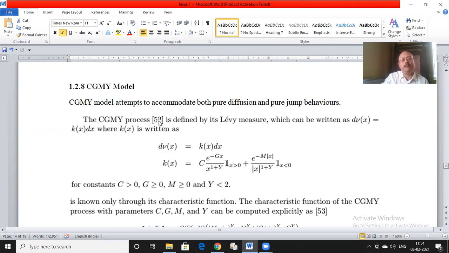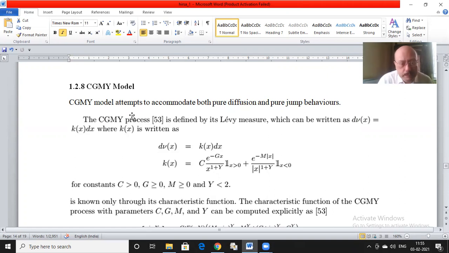One of them happens to be an Indian, at least a person of Indian origin. Okay, so the CGMY model attempts to accommodate both pure diffusion, like in the Black-Scholes, and pure jump, as in the variance gamma. So it is basically a super model built on the, which has a separate pure diffusion part.